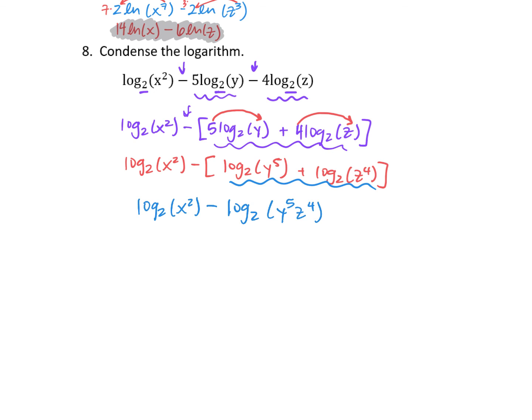Combining that with the first term, because of that subtraction sign again, we're going to get division in the condensed logarithm. So I get log base 2 of x squared divided by y to the 5th power times z to the 4th power. And that is my final expression.